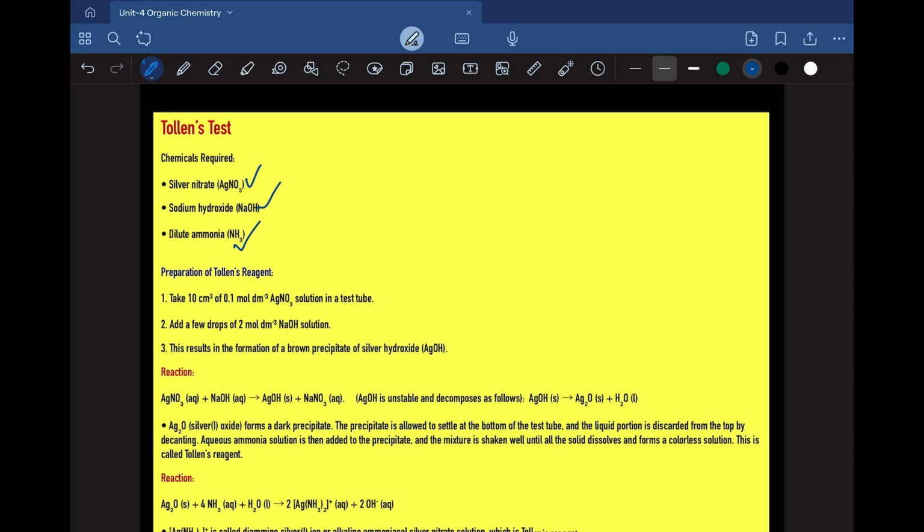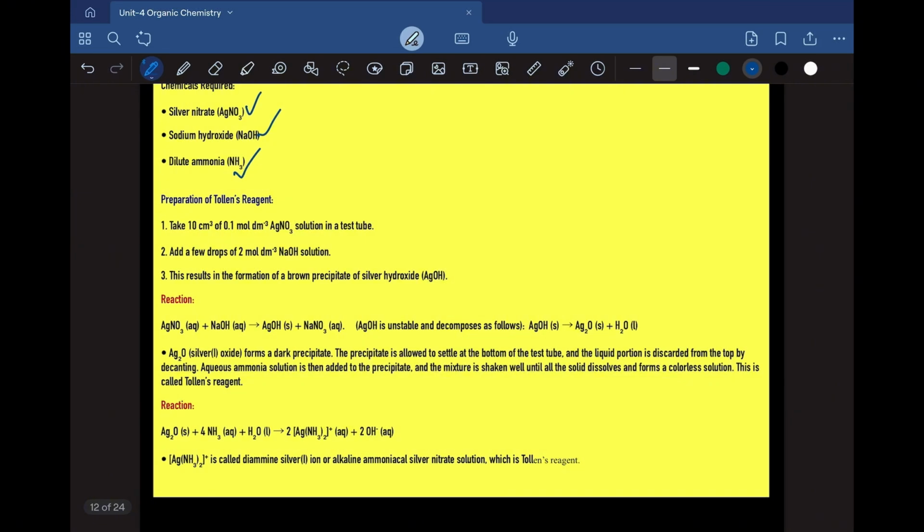Tollens' test is a test that will distinguish whether a compound is an aldehyde or a ketone. So how do we actually carry out the reaction? We know the chemicals required: silver nitrate, sodium hydroxide, and dilute ammonia. First, to carry out the Tollens' test, we have to prepare the Tollens' reagent.